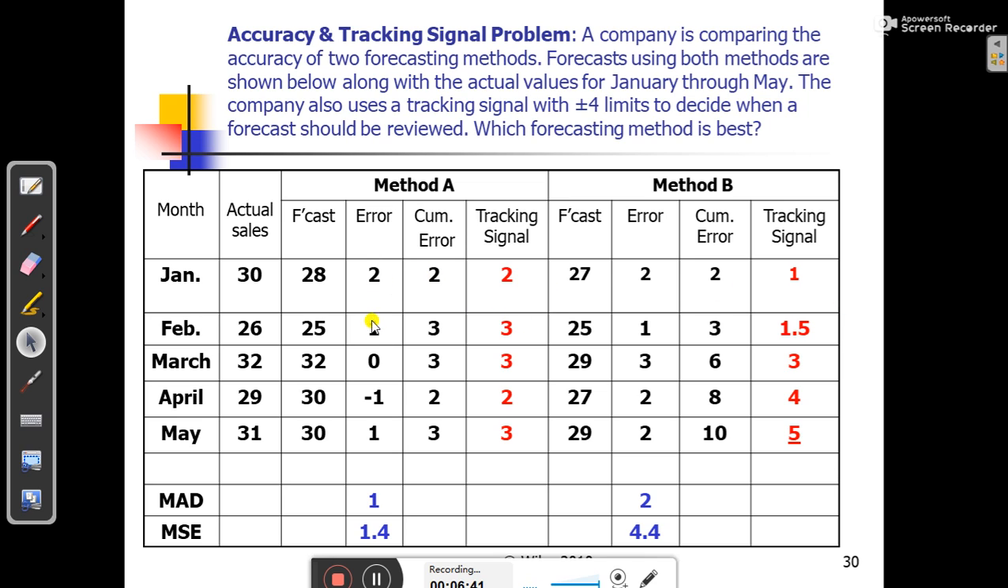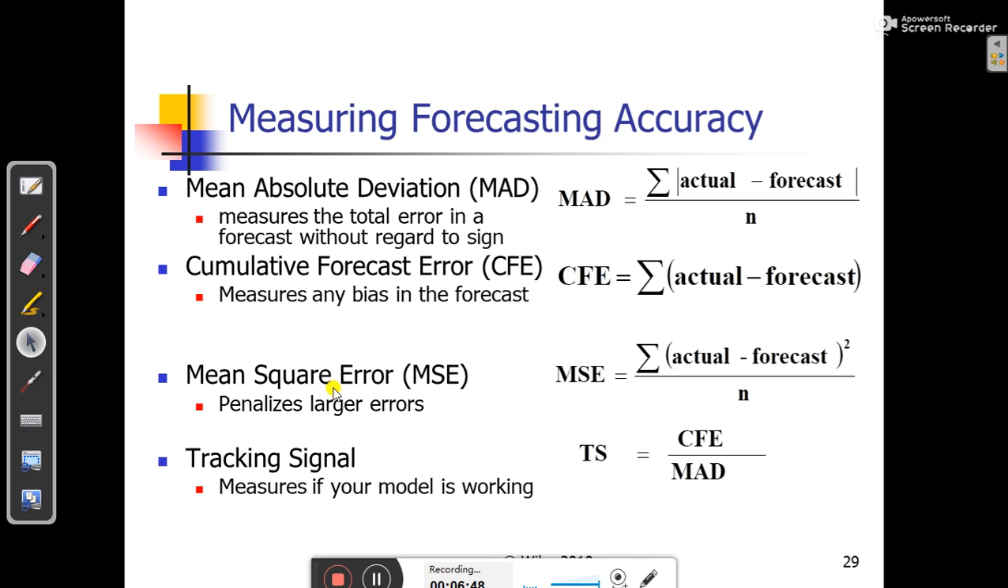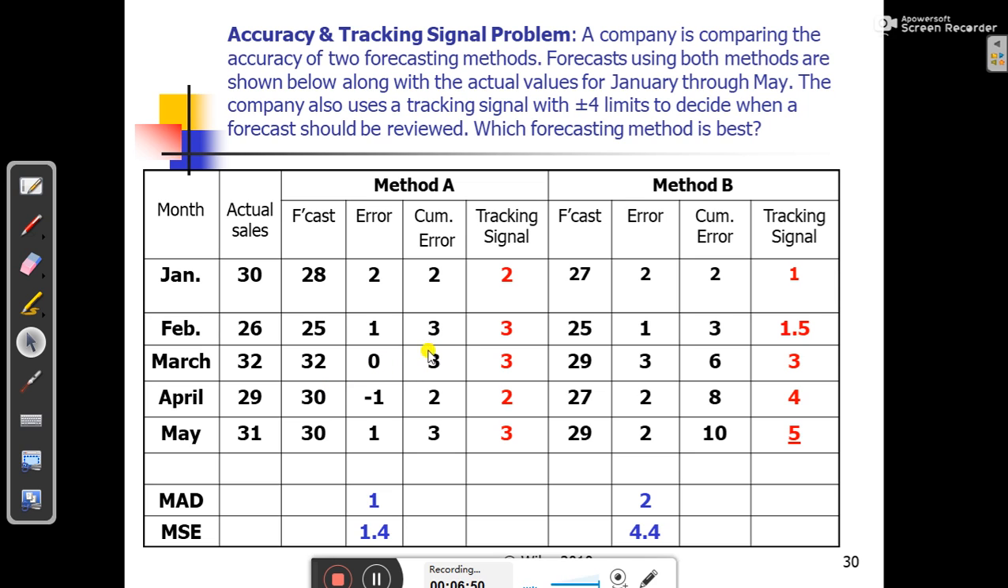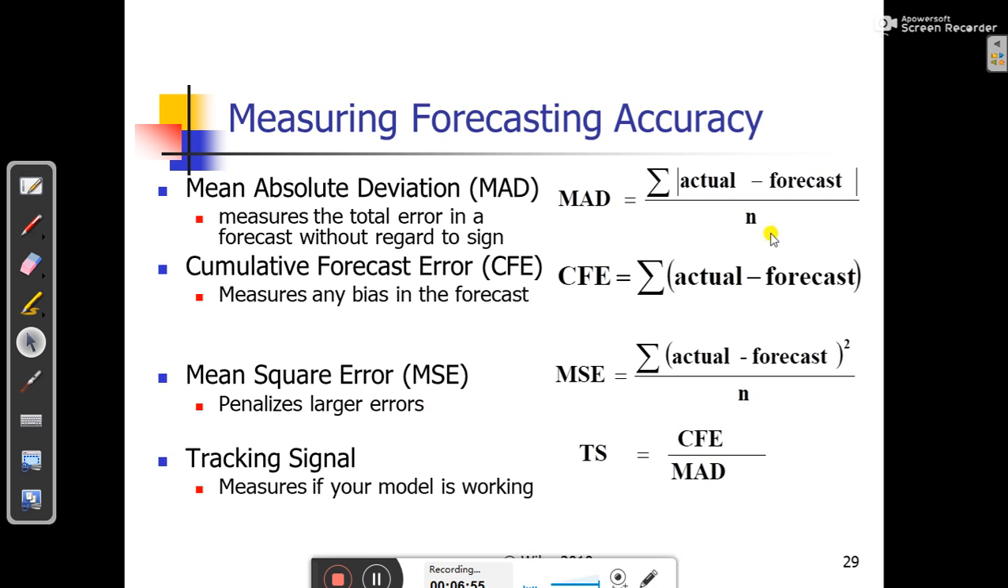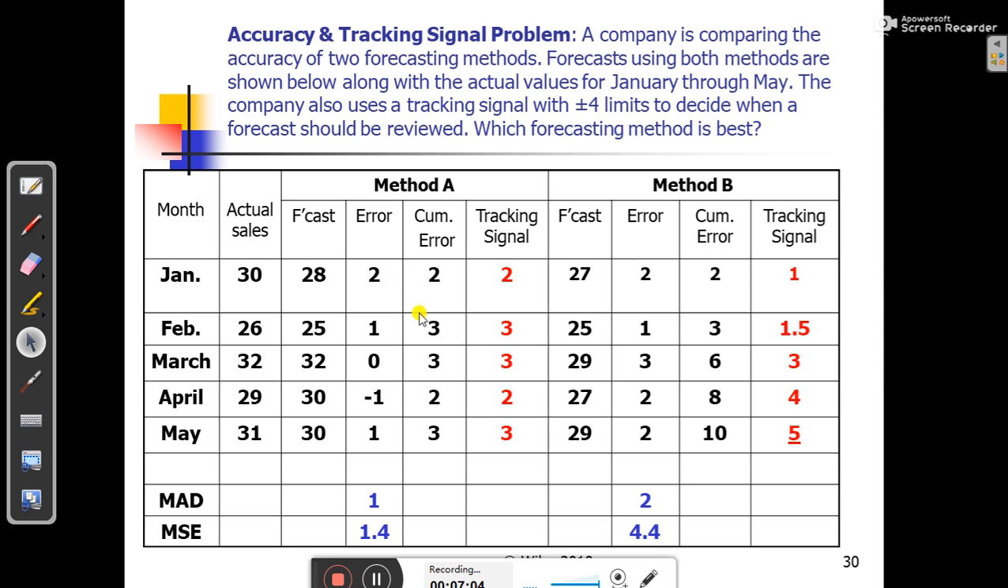Initially the cumulative error is 2, but at 1 it is 3 because this is the summation of actual minus forecast. But at this point 0, so 3 plus 0 is 3, and 3 plus minus 1 is 2. That is because this is only the simple actual minus forecast summation. But in case of mean absolute deviation, it will be absolute value. So that is not calculated here. Here only cumulative error is calculated, and also tracking signal is calculated.